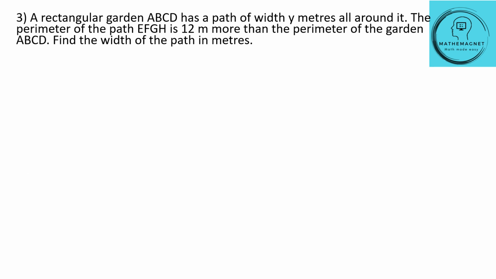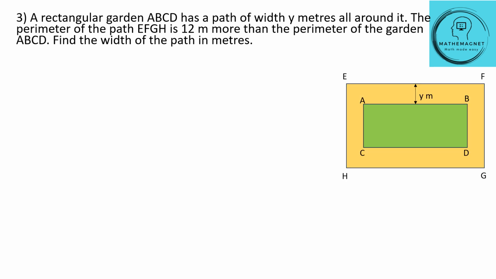Question 3. A rectangular garden ABCD has a path of width y meters all around it. The perimeter of the path EFGH is 12 meters more than the perimeter of the garden ABCD. Find the width of the path in meters. So this is the garden picture they have given, the green area, and the yellow is the path outside the garden. And they have given the width of the path as y meters. Now they have asked us to find the width of this path.